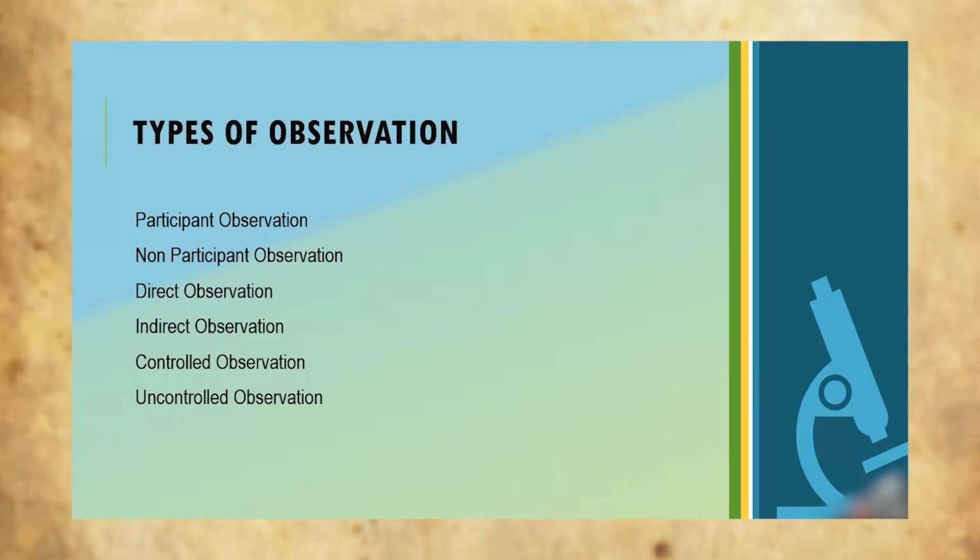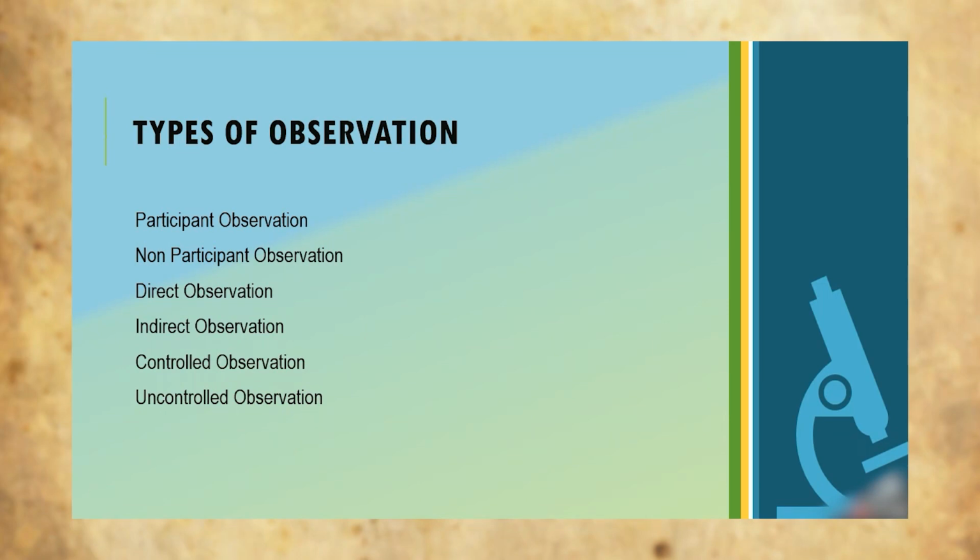The next type is controlled observation. Controlled observation is a type of observation that is usually carried out within the laboratory. For example, if we try to test a hypothesis, we may use this type of observation. And the last type is uncontrolled observation, which is mainly used in descriptive studies, and participant observation may be a part of this uncontrolled observation.